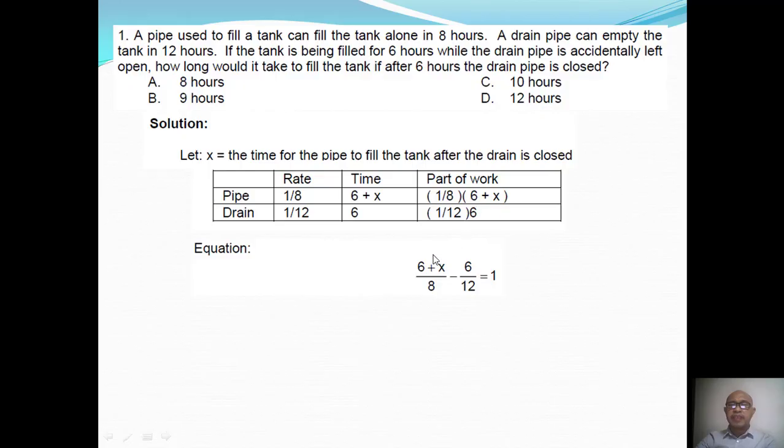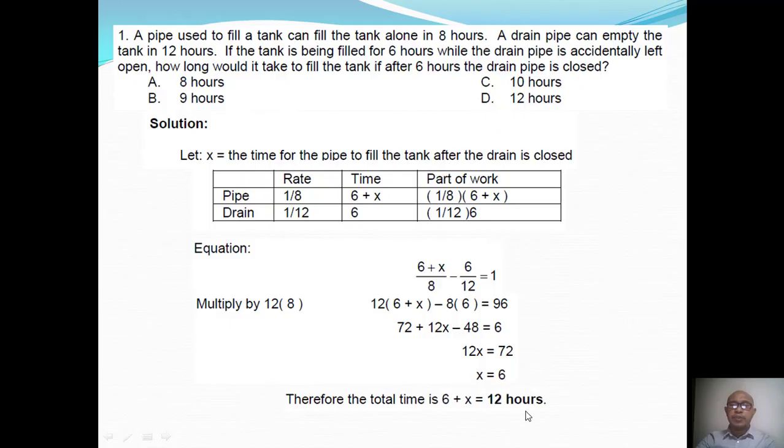So (6 plus x) over 8 minus 6 over 12 is equal to 1. From this, we can solve for x. So x is equal to 6 hours. So the total time for the pipe to fill the tank is equal to 12 hours: 6 hours together with the drain, plus 6 hours when the pipe is alone filling the tank while the drain is closed.